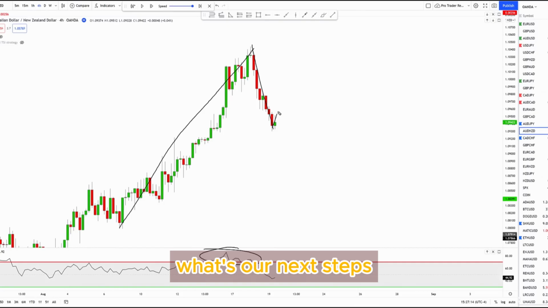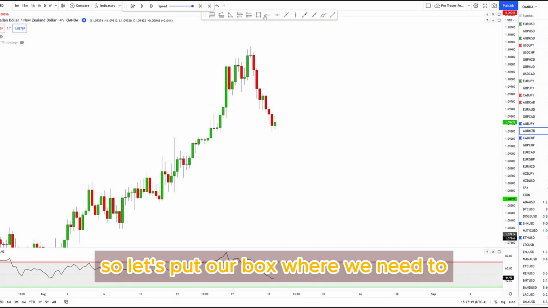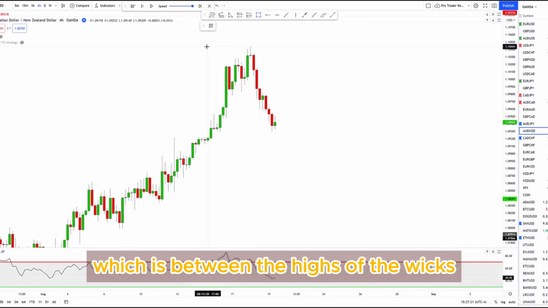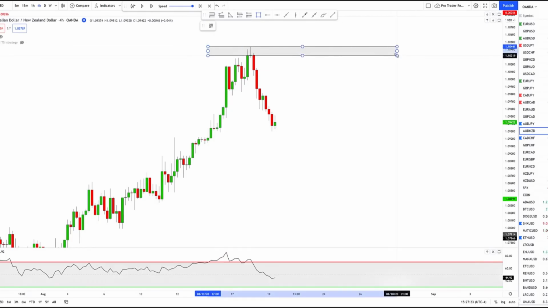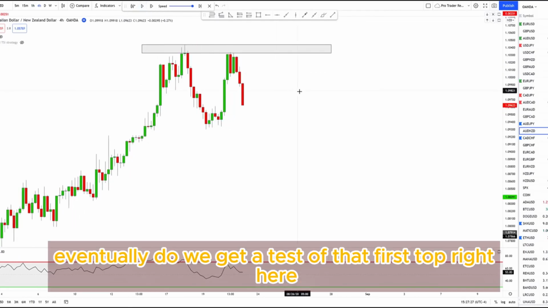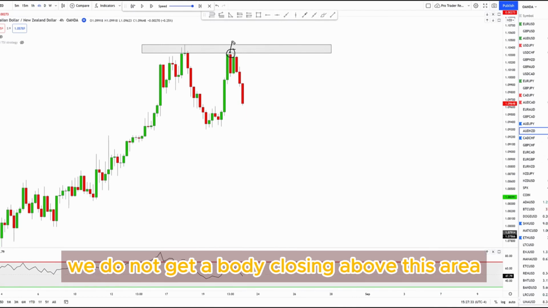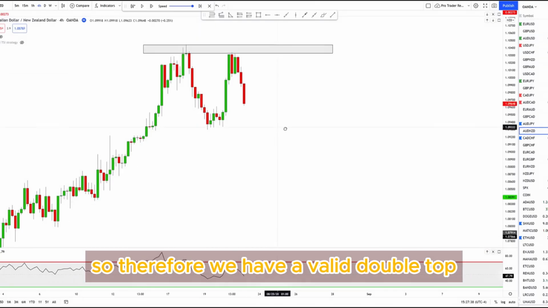What's our next steps? Double top means we come back up and we retest this top. So let's put our box where we need to, which is between the highs of the wicks, the highs of the bodies of the first top. Let's click play. Eventually, do we get a test of that first top? Right here, the market does test that with a wick. We do not get a body closing above this area, so therefore, we have a valid double top.